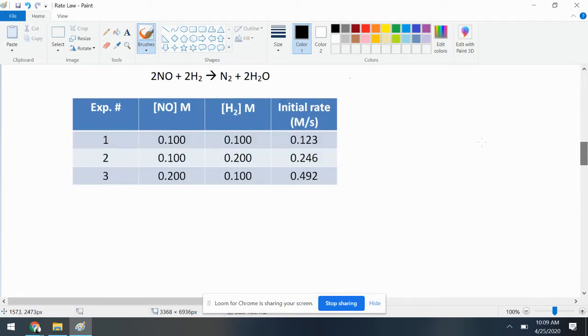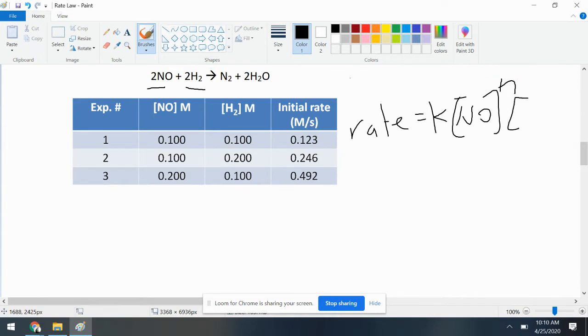So here it is. We have NO and H2. These are my two reactants. So I'm going to set this up. My rate is equal to K times the concentration of NO to the power of n, the reaction order. And my other reactant is going to be H2. So instead of using n, I'll use p this time. Okay, so it looks like we have two reactants. Sometimes we might have three, or maybe just one.